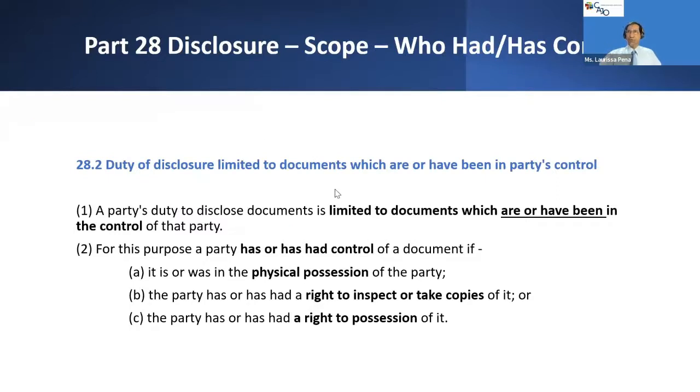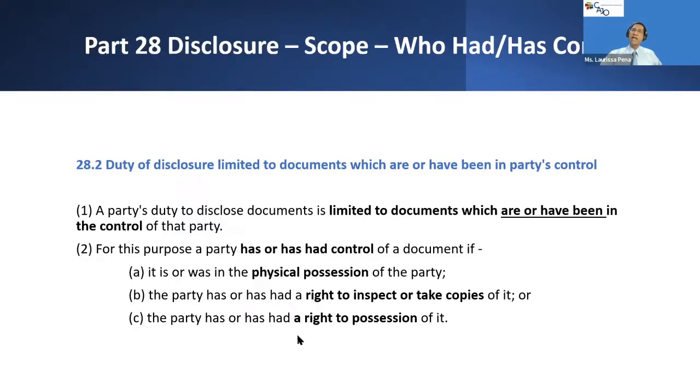What is the scope? Basically, this is talking about who had or has control. A party's duty to disclose documents is limited to documents which are or have been in the control of the party. So you see, it's about whether you have control, not just in the present time, but even if you had control in the past. But look at how they define has or has had control. Physical possession. If you've had the right to inspect or take copies of it, they say you've had control.